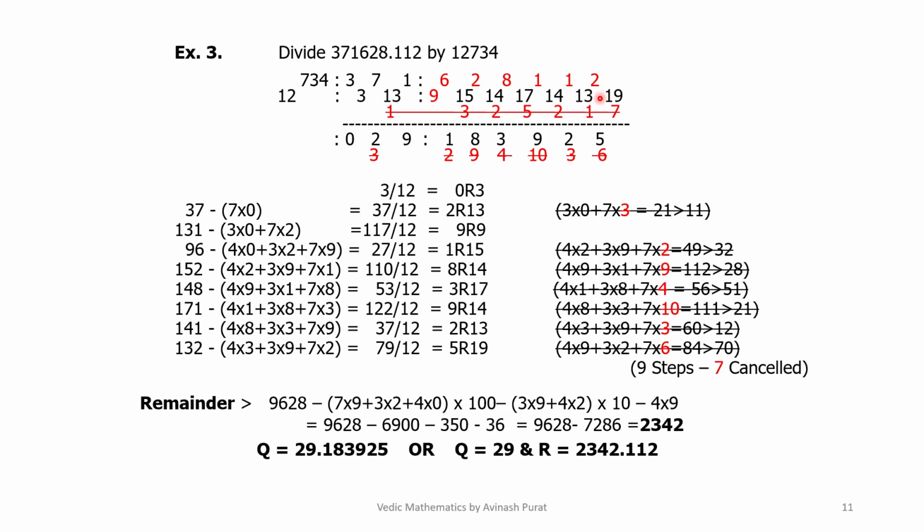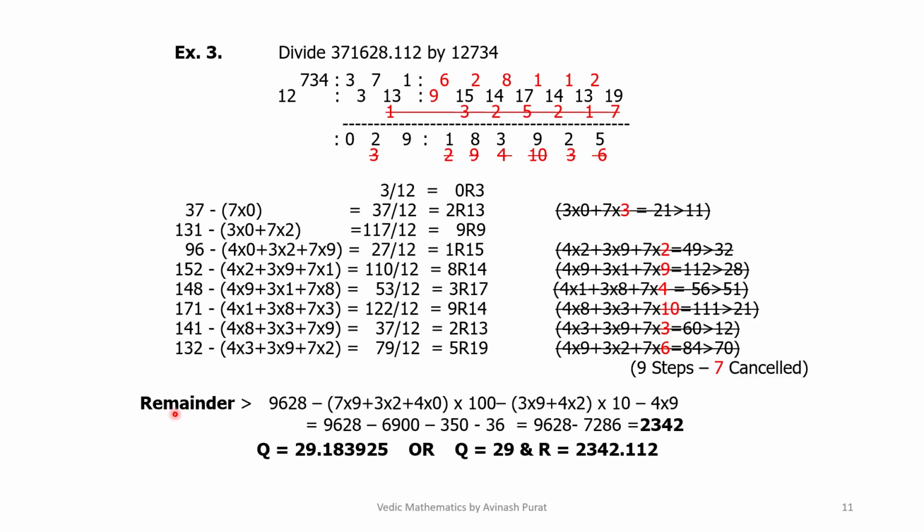Now the next dividend becomes 132 minus 4 into 3 plus 3 into 9 plus 7 into 2 equal to 79 by 12 equal to 5. 5 is the quotient and remainder 19. Now overall there are 9 steps and 7 cancellations we do, because the quotient is, if we take quotient higher.